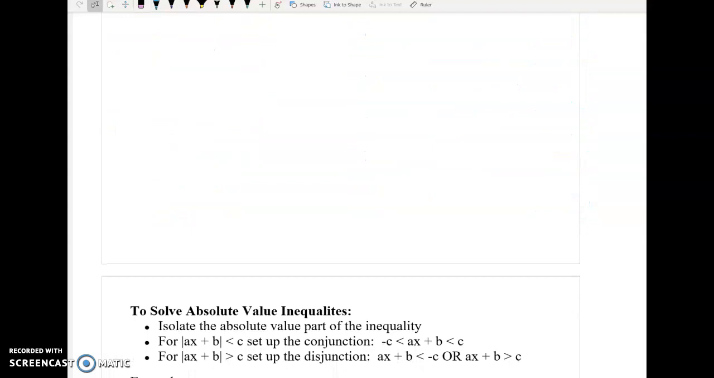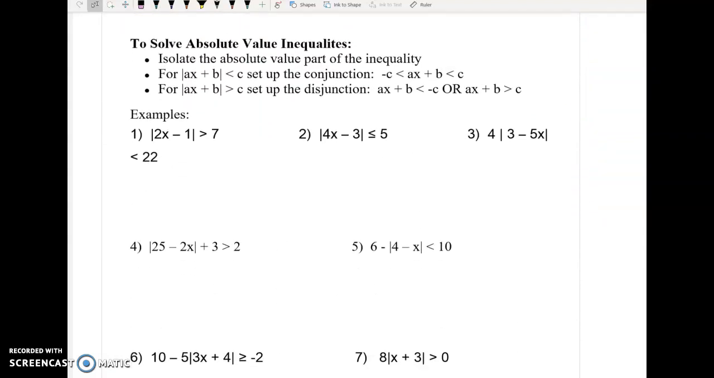All right, let's use those rules. Put these notes down here so that you have them. Hit pause and put those down. All right, we have to first make sure that we isolate our absolute value part, and then we deal with the inequality, because we have to remember if we multiply or divide our inequality by a negative, we have to flip the sign. So number one, we have absolute value greater than, so we're doing or.